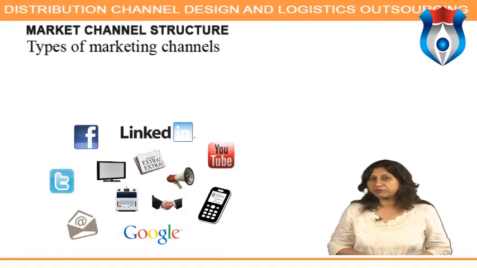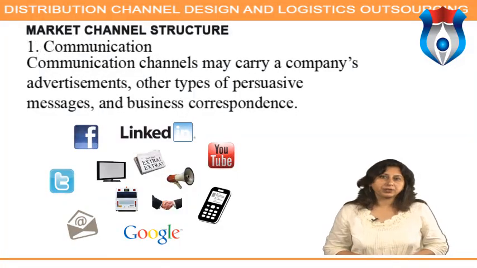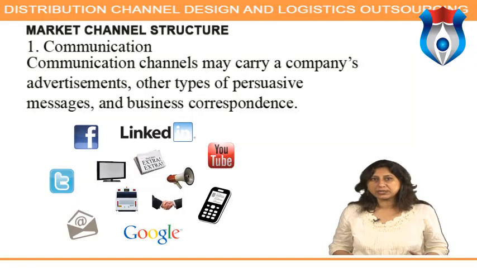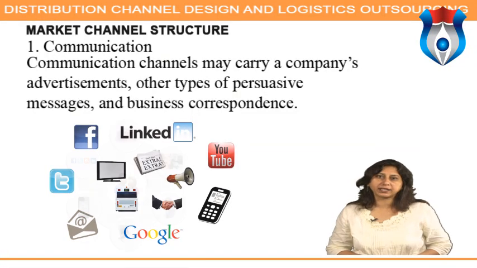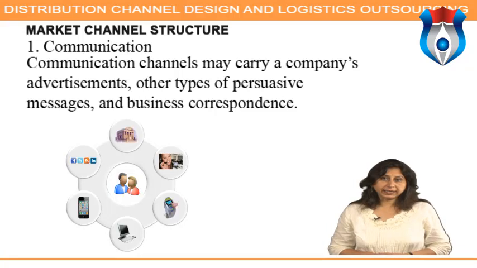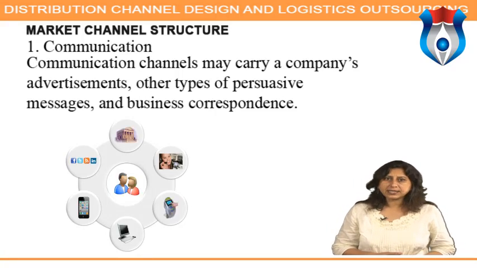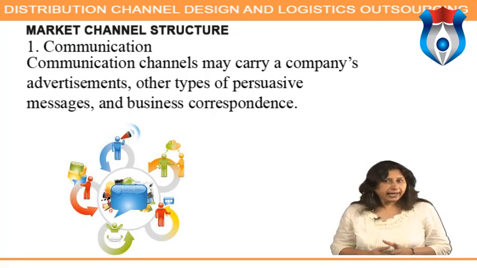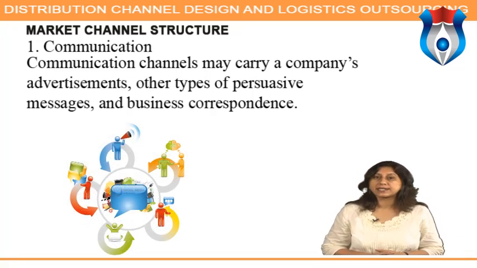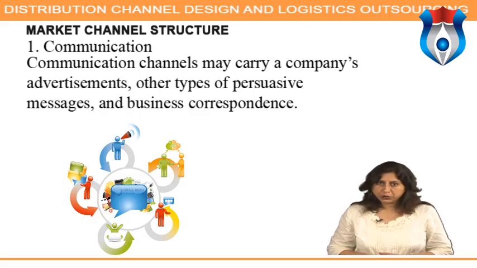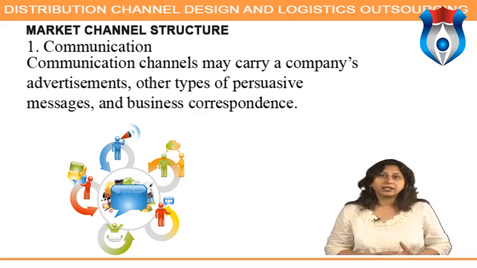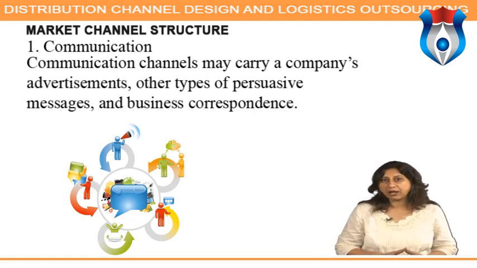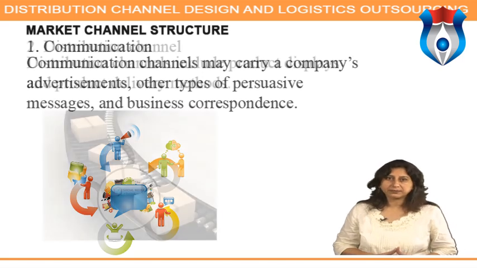There are three types of marketing channels. Communication. Communication channels present information to pools of potential consumers known as the product's target markets. Communication channels may carry a company's advertisements, other types of persuasive messages, and business correspondence. Examples of communication channels include television, radio, magazines, newspapers, billboards, web pages, direct mailers, and email. Marketers structure communication channels around the media choices of the target market.